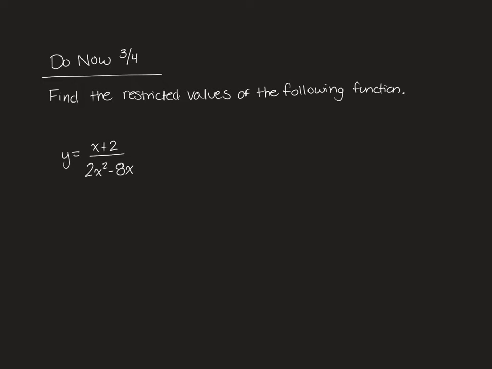Okay, so we are asked to find the restricted values of the following function. So the restricted values are found whenever you factor the denominator and set those factors equal to 0 to solve for x. So let's go ahead and factor our denominator. We can actually take out a 2x, and that will leave us with x minus 4. So our denominator is factored.